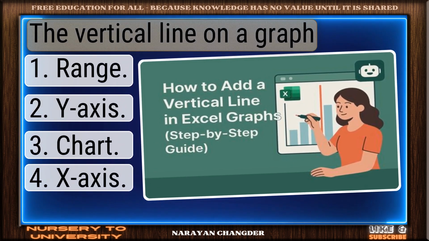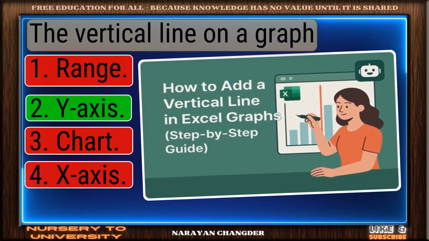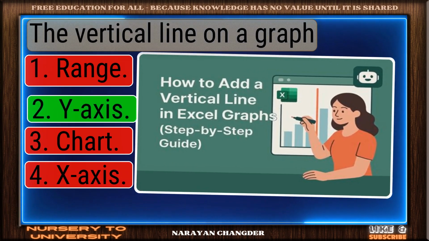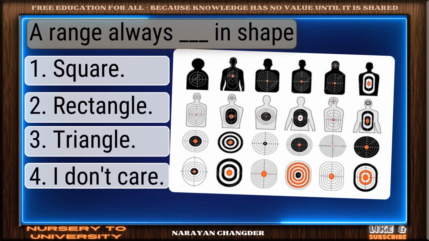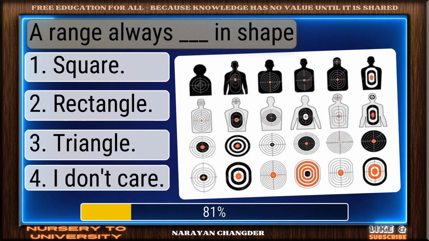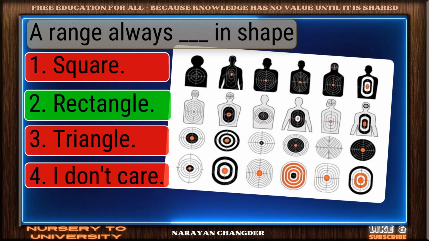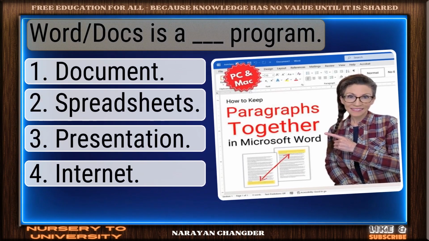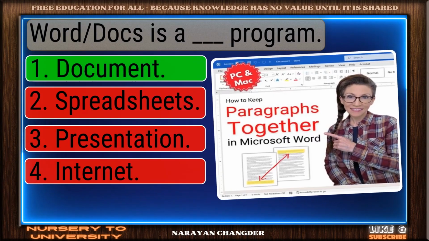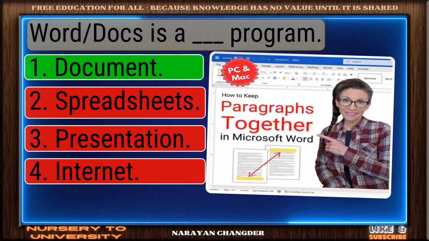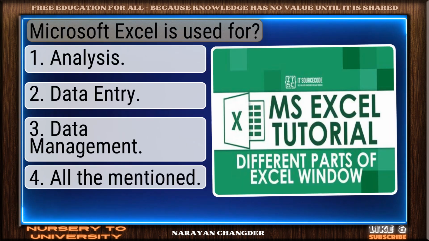The vertical line on a graph. Correct response. Y-axis is the most accurate answer. Arrange always dash in shape. Right choice. Rectangle is the best answer. Word Docs is a dash program. Clear logic. Your choice document is sound and 100% true.